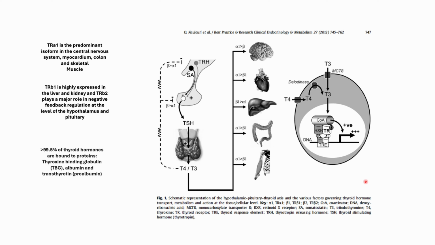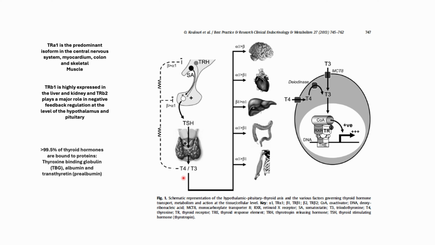This is one of the most important figures for the understanding of thyroid hormones and their regulatory mechanisms. The hypothalamus produces thyrotropin-releasing hormone, which stimulates the anterior pituitary gland to produce thyroid-stimulating hormone, which in turn stimulates the thyroid gland to produce thyroid hormones.